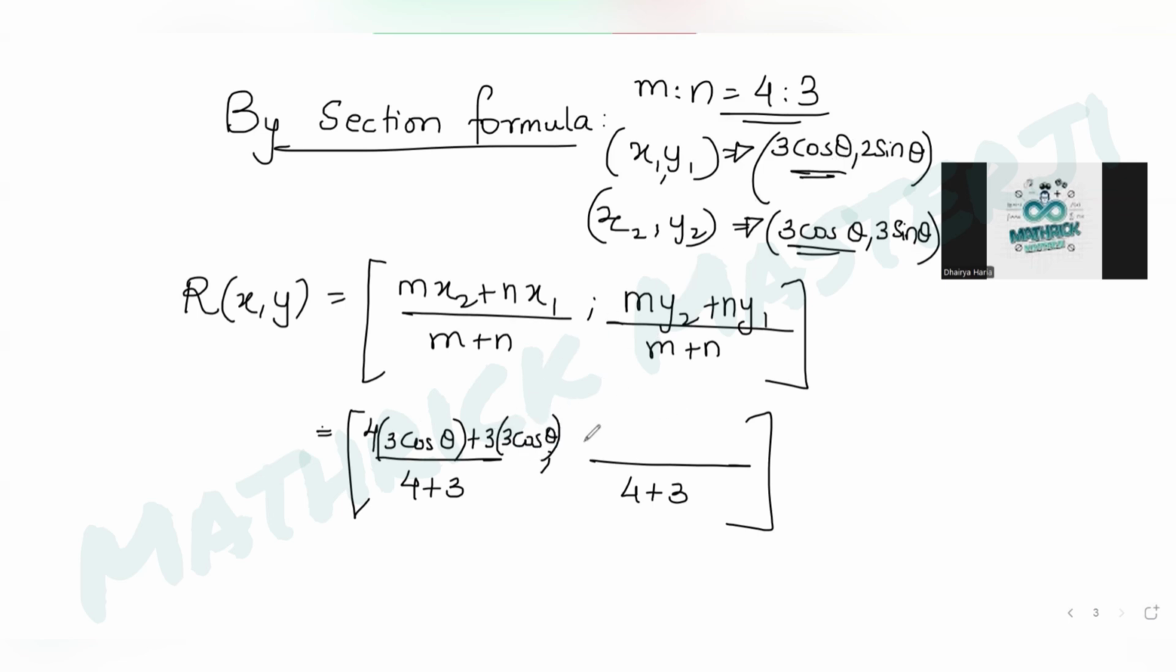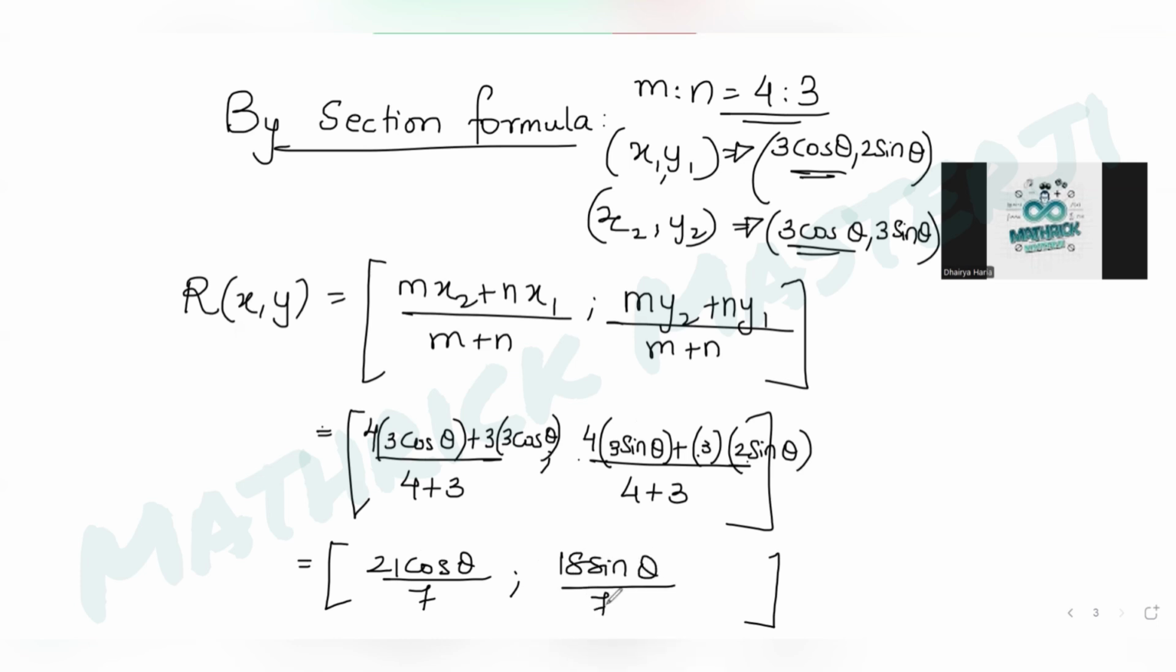But here, if I see about y, 4 into 3 sin theta plus n is 3 into y1, which is 2 sin theta. So basically my coordinates of R, X and Y becomes 4 into 3, 12, 3 into 3, 9, 12 plus 9, 21, 21 cos theta divided by 7. The second one becomes 4 into 3, 12, 3 into 2, 6, so 18 sin theta divided by 7.